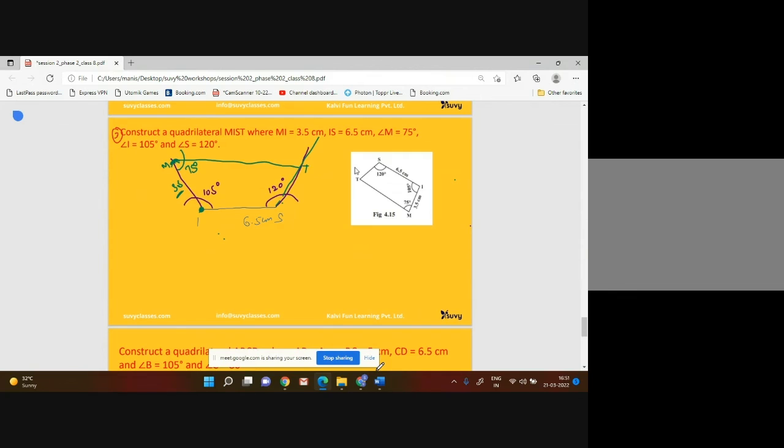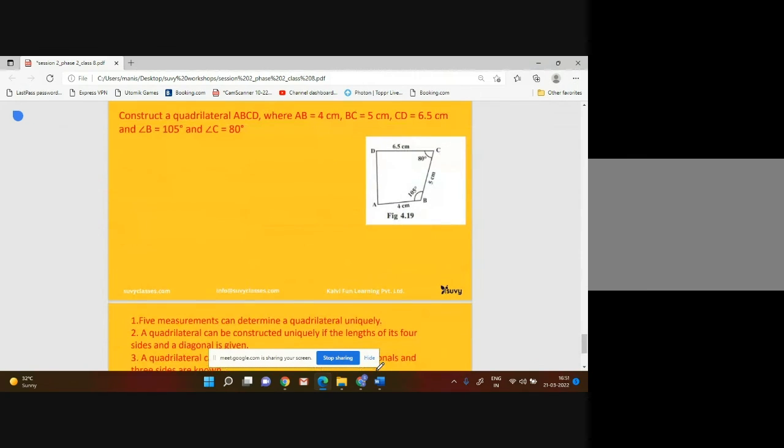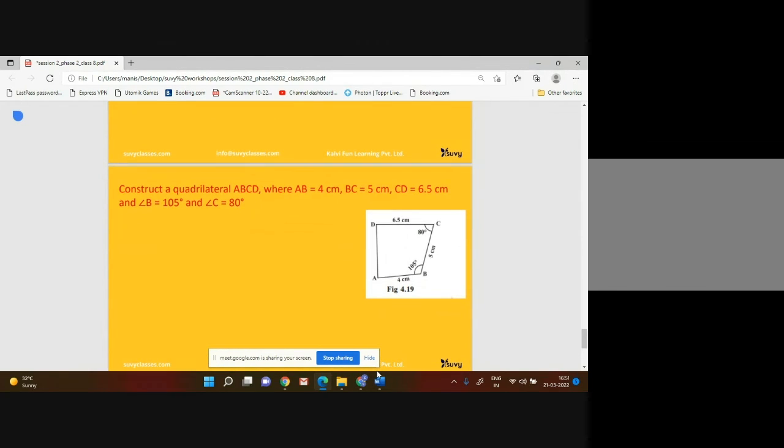Done. Done drawing? Yes, I've done. Clear? Clear. See now, last type, fourth one. We talked about that. Now we will discuss 4 types of how to draw constructions. So now fourth one is 3 sides are given to you, 2 angles are given to you. Yeah. So what you can do? You will just see AB, BC, angle B and C is given. So you will just draw a line BC of 5 centimeter because angle B and C is known to you. Yes. So at angle B, just draw 105 degree from your protractor. At angle C, just draw 80 degree.